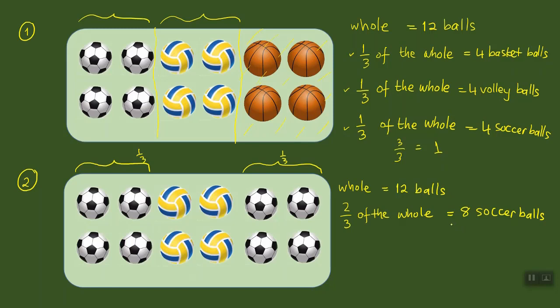And next, this is easy. What fraction of the whole is the volleyball? That is easy, of course. That is 1/3 of the whole is the volleyball. That is 4 volleyballs.